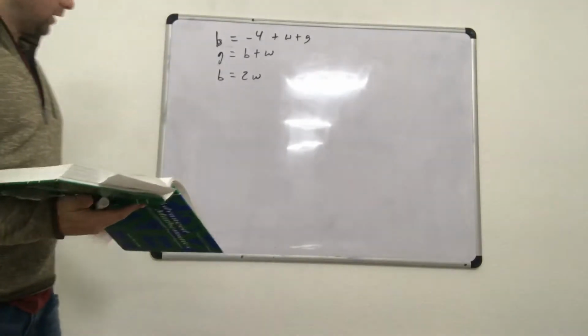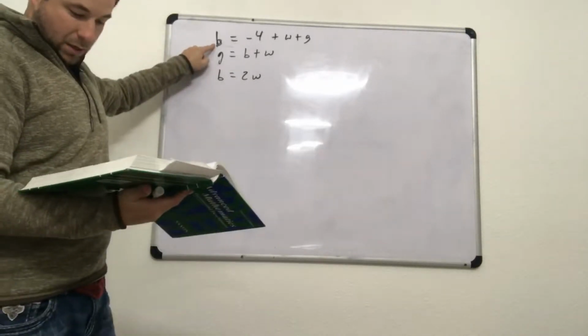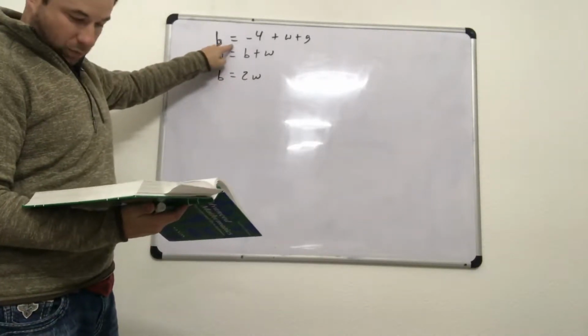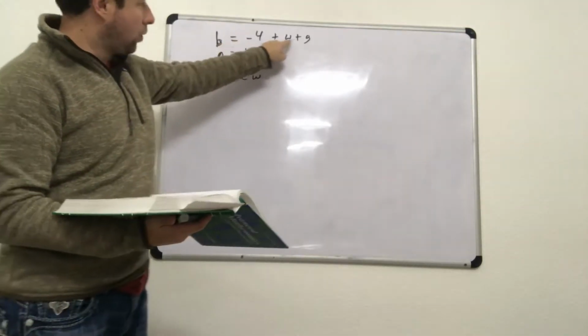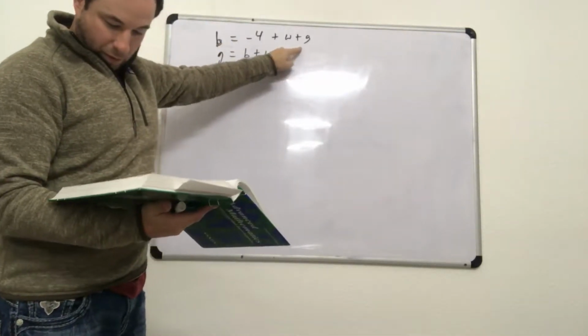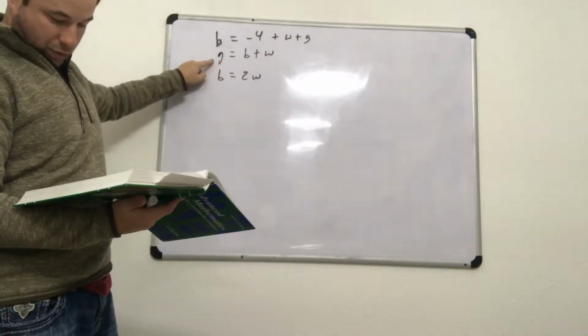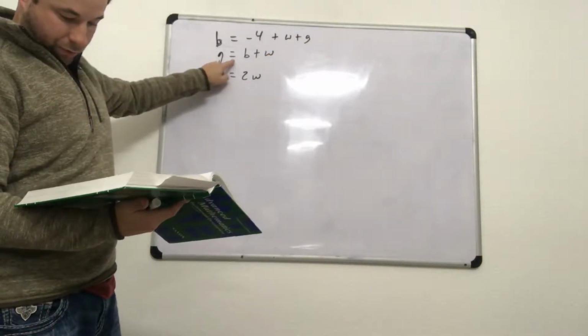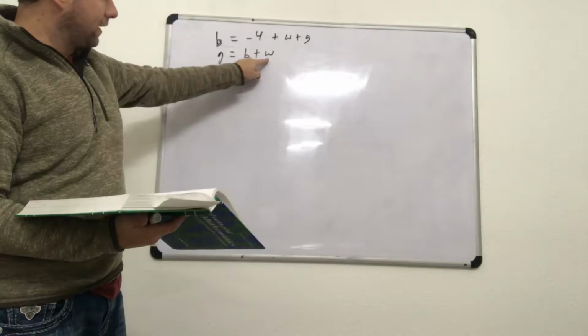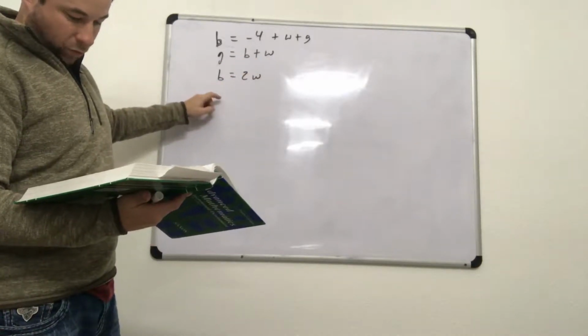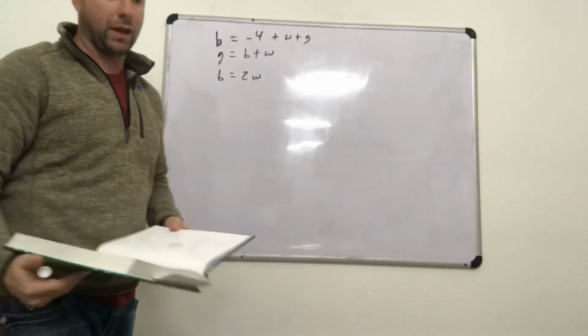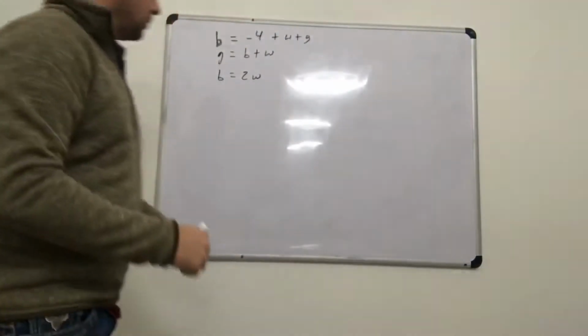So it says the number of blues, which is B, equals 4 less than the sum of the whites and the greens. Also, the number of greens, G, equaled the sum of the blues and the whites. And then it says, how many of each were there if there were twice as many blues as whites? Twice as many blues as whites.